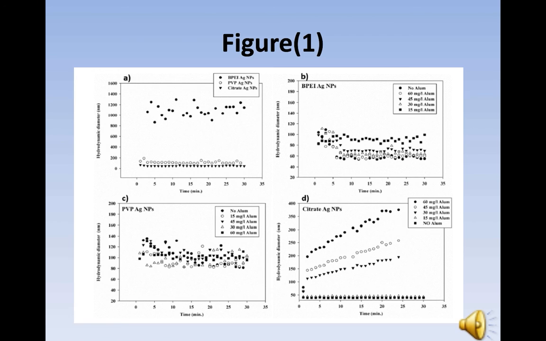So the presence of NOM may further stabilize NPs through steric repulsion. This is due to the capability of NOM to act as a polyelectrolyte in water. But in B, C, and D plus table 2 on the next slide, we show that PVP and BPEI AgNPs were characterized with high molecular weight, with replacement by sulfate ion.